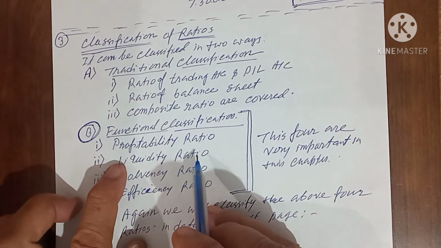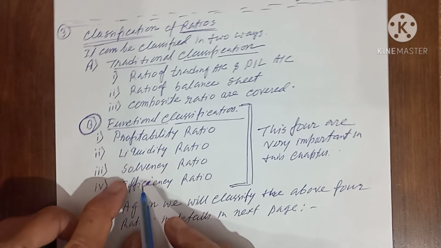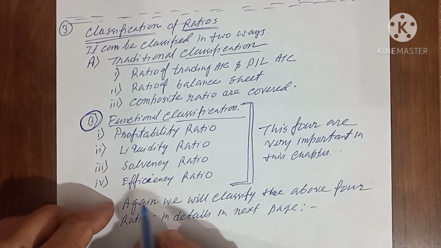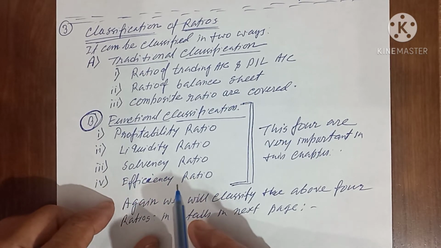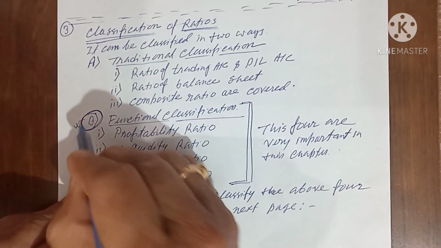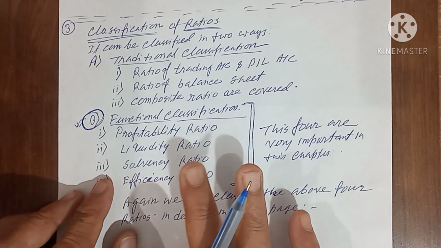One is called the profitability ratio. Second is called the liquidity ratio. Third is called the solvency ratio. And the last one is called the efficiency ratio. So once again I am telling you, these are the most important practical sums. You have to understand these 4 ratios.